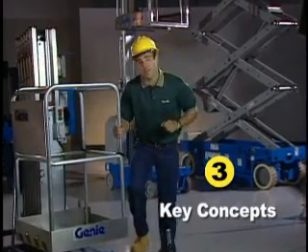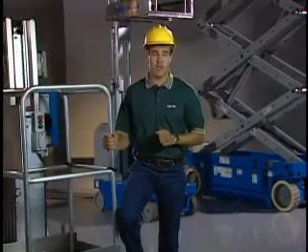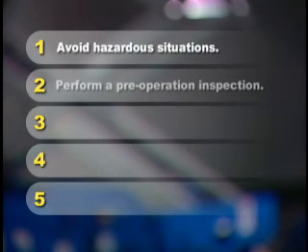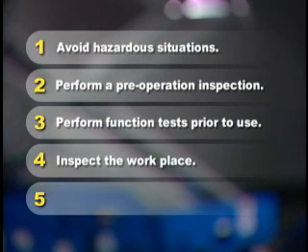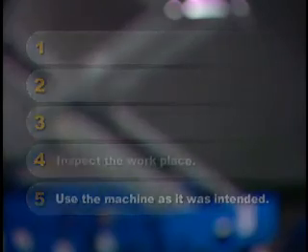There are 5 key concepts of safe machine operation, all of which you will find outlined in your operator's manual. They are: avoid hazardous situations. Always perform a pre-operation inspection. Always perform function tests prior to use. Inspect the workplace. And only use the machine as it was intended. These principles, if followed in sequence, will help you to operate the aerial work platform safely and efficiently.